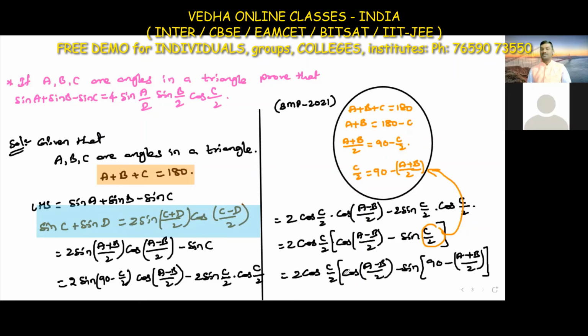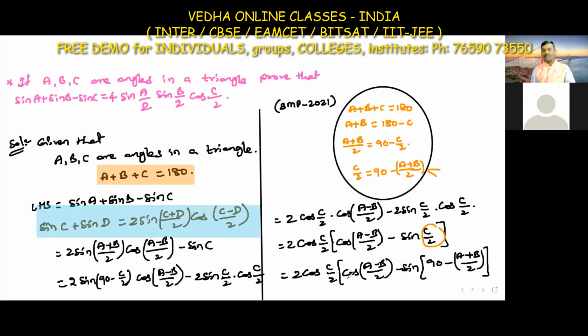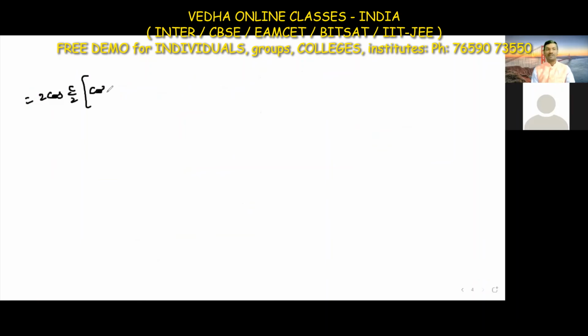Okay. 90 minus (A plus B) by 2. Now, next page, 2 cos C by 2 is as it is. This equals 2 into cos C by 2. After that, cos of (A minus B) by 2, I am writing as it is.